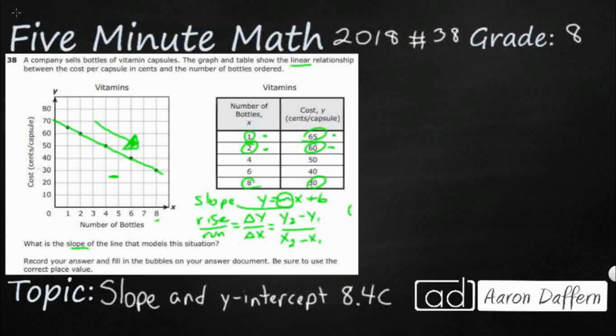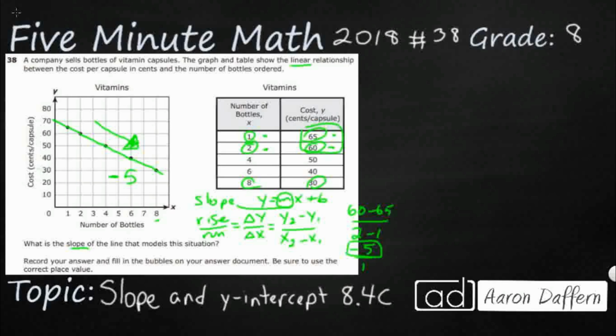So we're going to do 60 minus 65. So I'm going to take these two right here, and then I did this for a reason because it's 2 minus 1. Okay, so that is going to get you negative 5 over 1. Anything over 1 is just itself. So really, it's just negative 5. So it looks like my slope is negative 5. For every 1 x, it goes down 5.